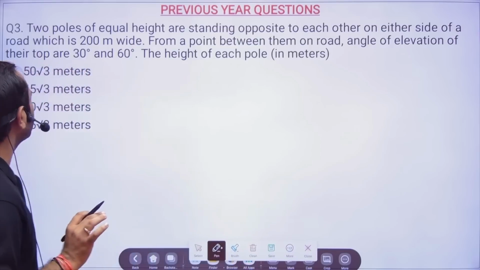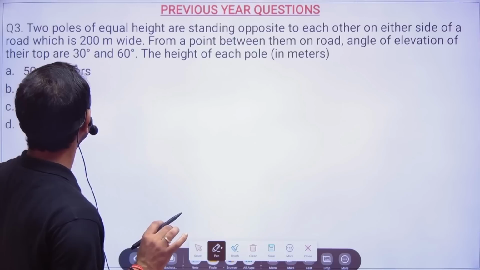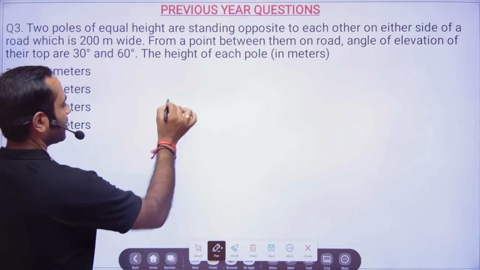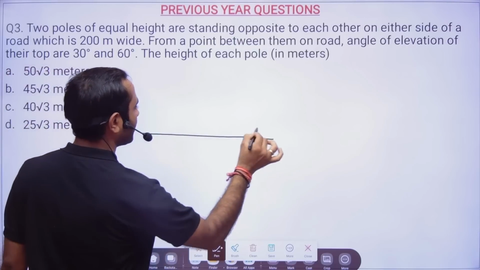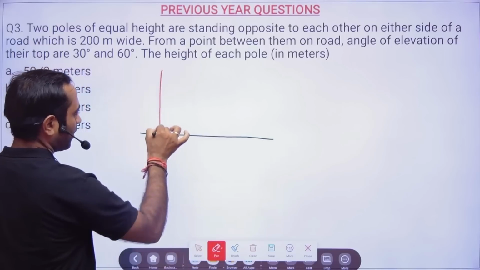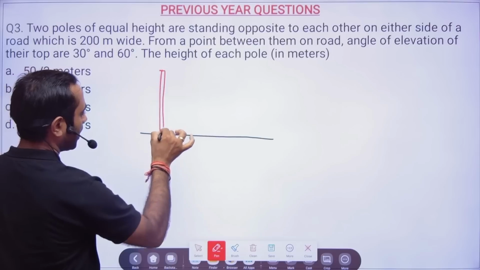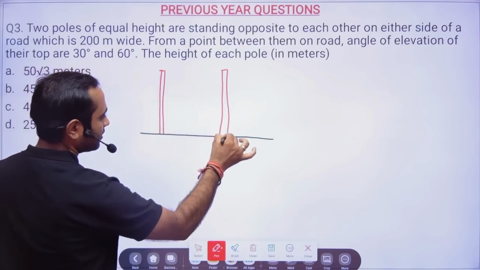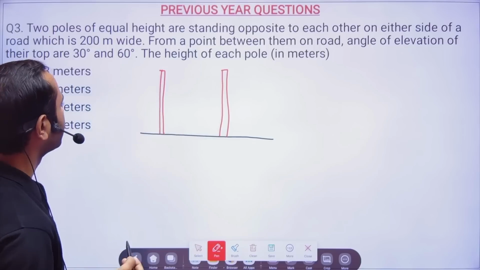So this is a question from the topic height and distance. Two poles of equal height are standing opposite to each other. So we have two poles of equal height, okay, so we have one pole here, and we have another pole here. Both are having the same height, okay, fine.